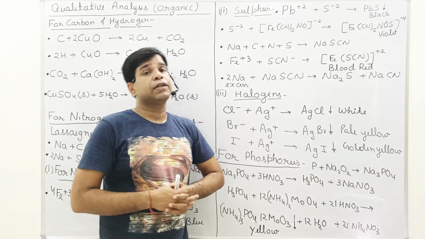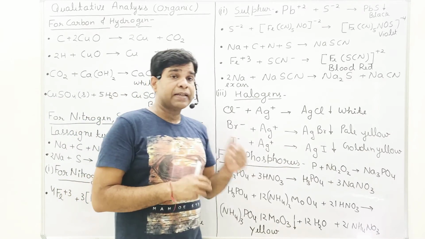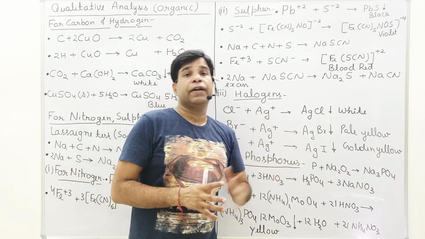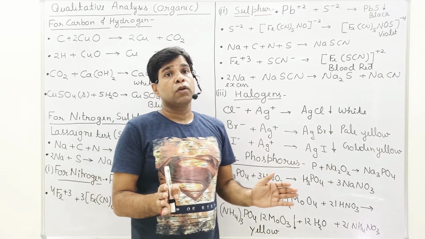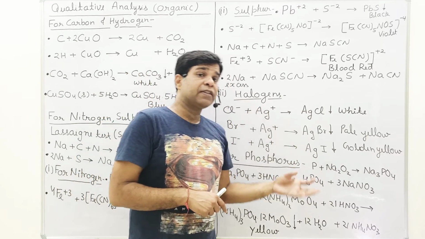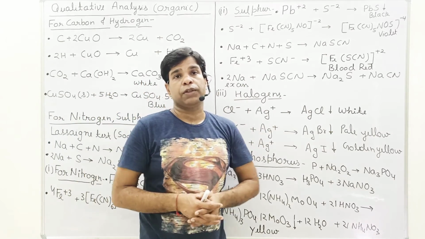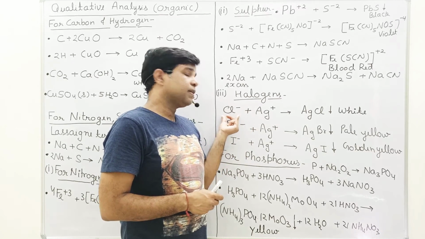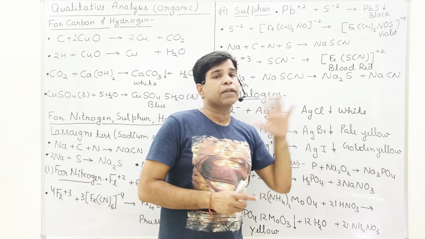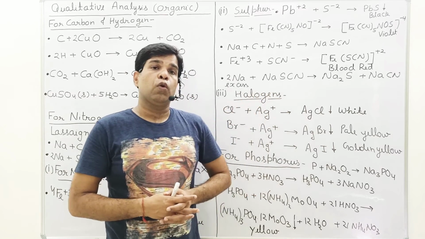If halogen is present in our organic compound, what do we do? That organic compound is first acidified with HNO3. In that acidified solution of NaX, we add the silver nitrate AgNO3. If Cl- is our halogen, that Cl- will react with the Ag+ and give the white precipitate of AgCl. This white precipitate of AgCl is soluble in the NH4OH.